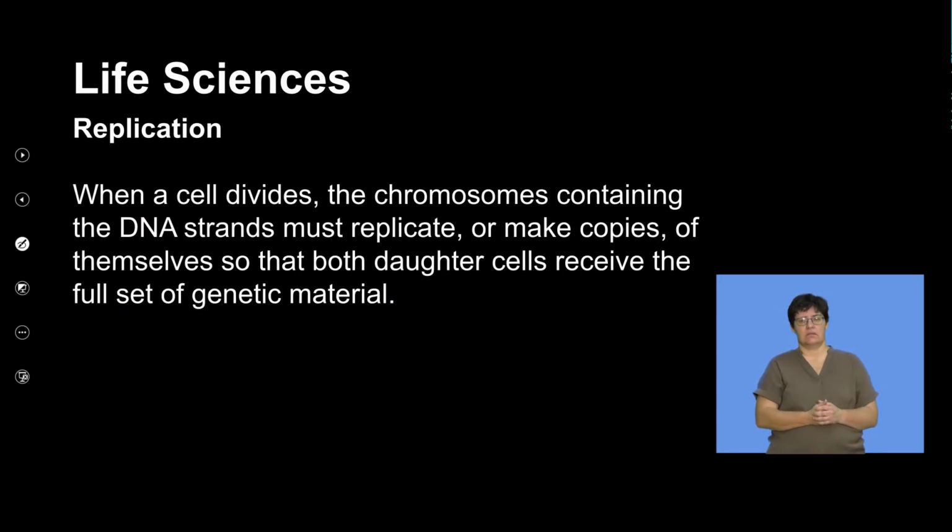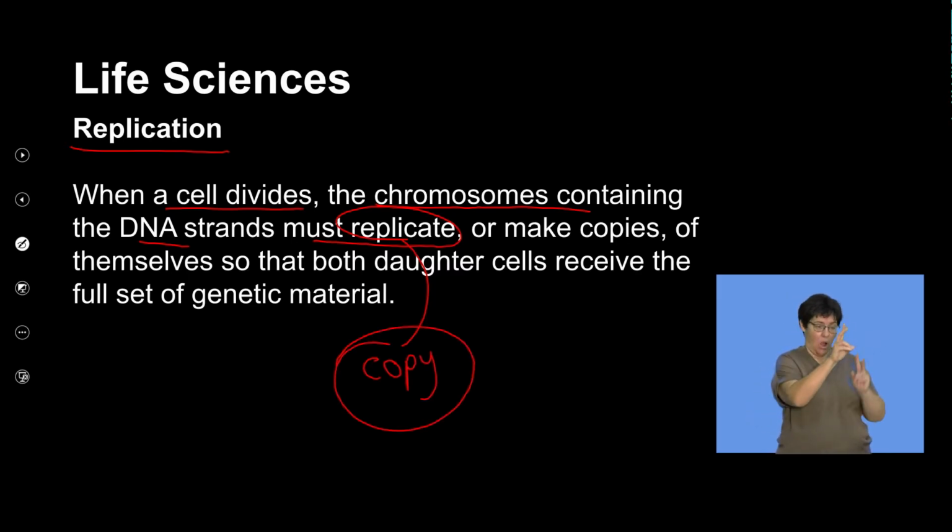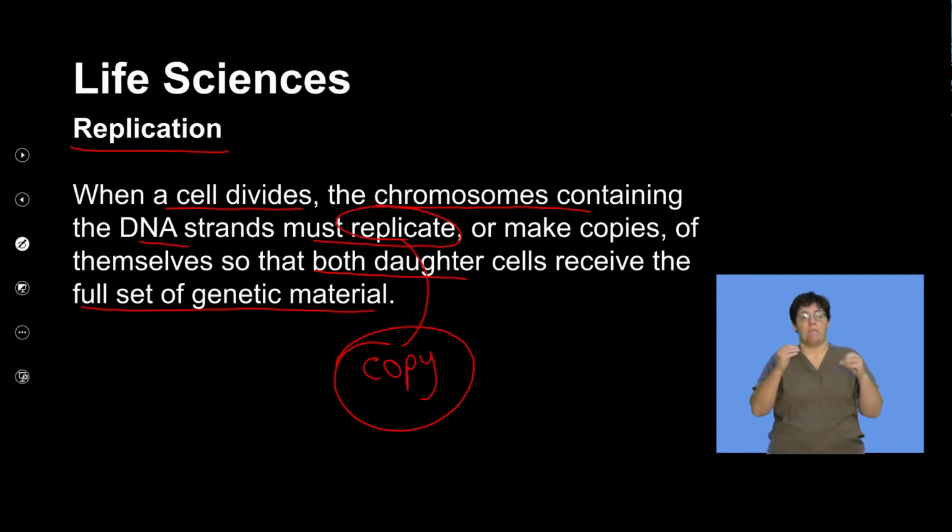So, if we try and understand replication as an overview of the role of DNA, we know that cells divide, and in order for cells to divide, there needs to be some process of organization. So when a cell divides, the chromosomes containing DNA strands must replicate. And another word for replicate is copy. So it's important that the DNA of a cell makes copies of itself, so that when we produce two cells or daughter cells, these two cells receive a full set of genetic information.